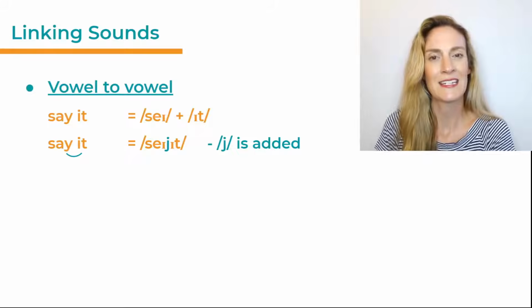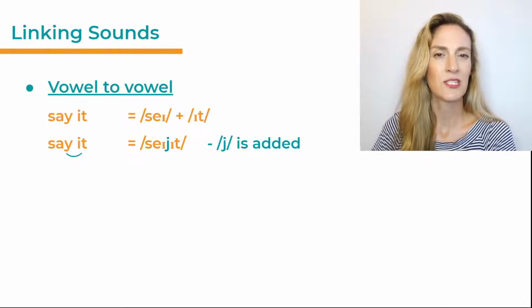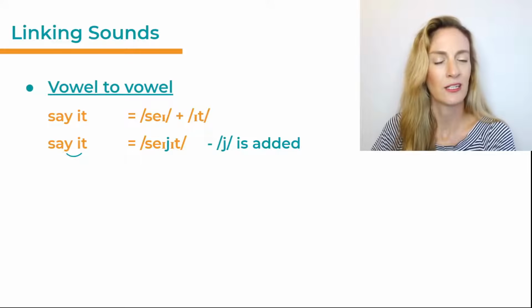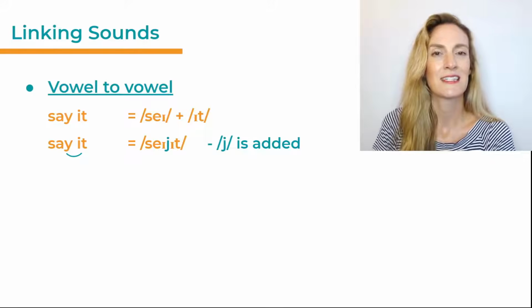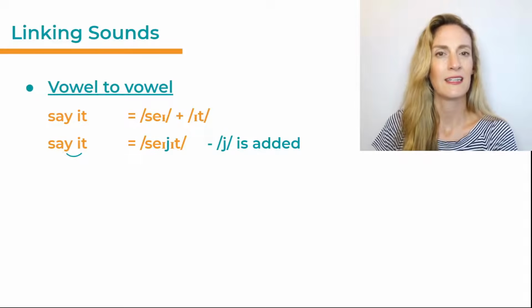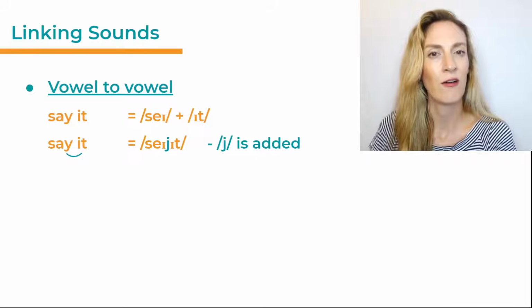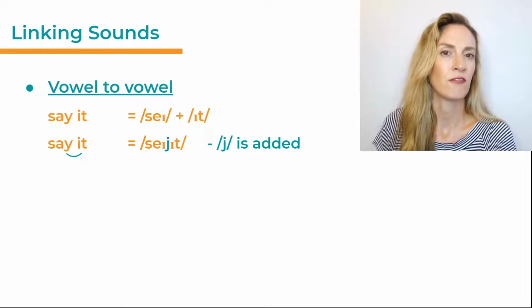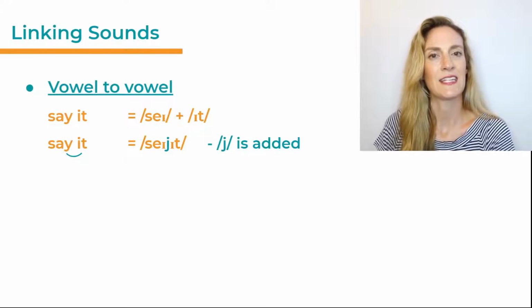It is added so that we can move from ay to it without any break in between. It almost is a little bit like glue. It glues the two words together and we can glide from one to the next. Say it. Because if you wanted to say them apart, say it, again, you would have to have a break, and that would make it very long and also interrupt the flow when we speak. So instead we add y here, say it.